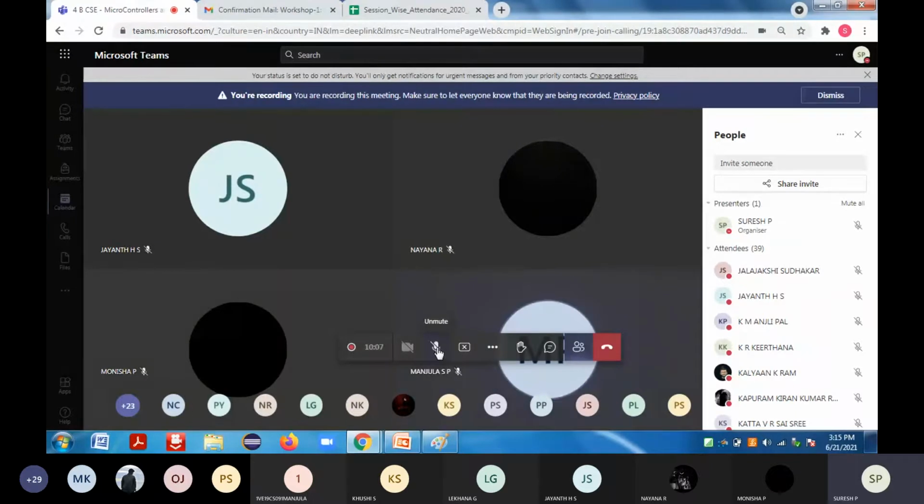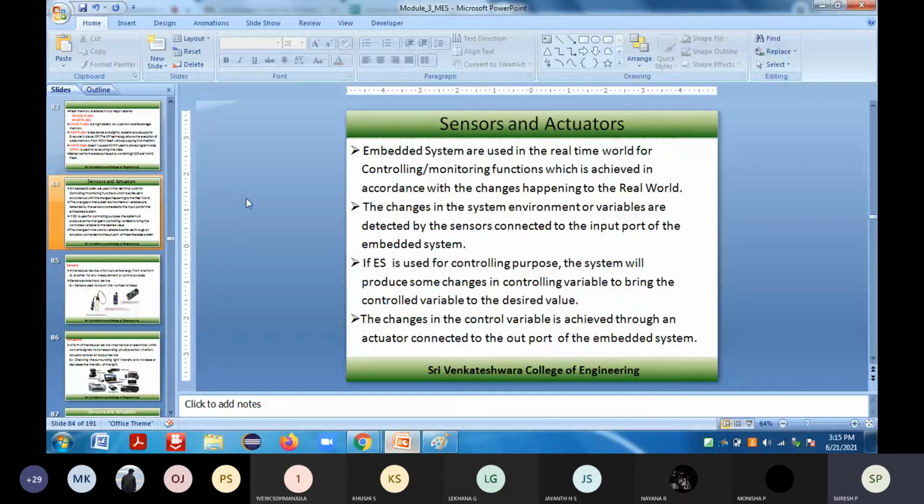Now, when it comes to sensors and actuators, the next chapter is sensors and actuators. In the embedded system, it is used in the real-time world for controlling and monitoring functions in accordance with the changes happening in the real-time world. So by using the embedded system, we are going to control or monitor things.